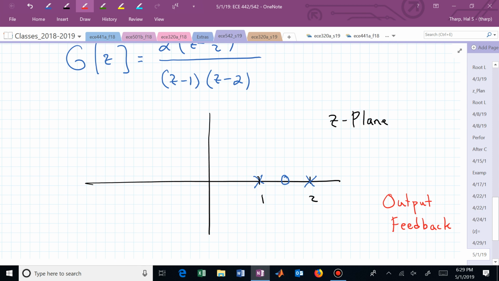Draw the root locus. So now, what does the root locus of this look like? Now I'm back to my bread. Don't have much longer. Good. So, what do I have? What's my root locus for this? How many branches of the root locus do I have?